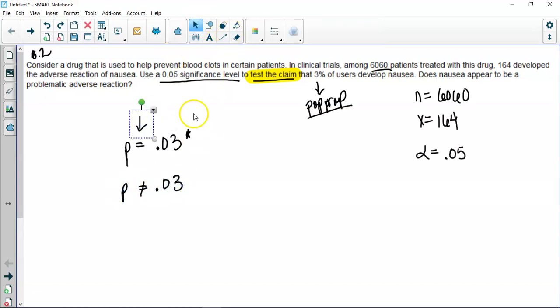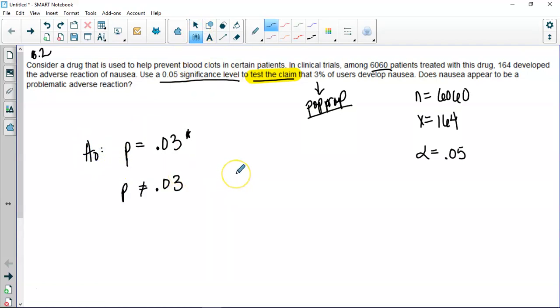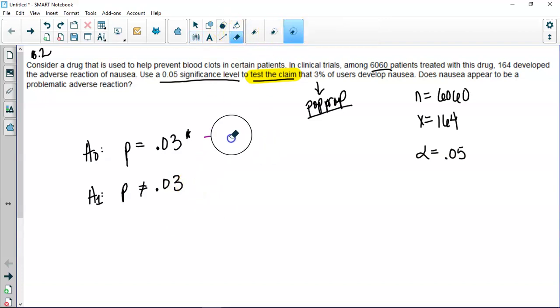Now I'll label the claims. I'm going to get rid of my arrow. The one with the equal sign is always the null. So that's my null hypothesis. So in this particular question, the null is my claim. That doesn't happen a whole lot, but that's the case here. That means this is the alternate. Remember, the null will always, always, always have the equal sign. If you have a not equal, less than, or greater than, that's always going in the alternate, which is this guy down here.